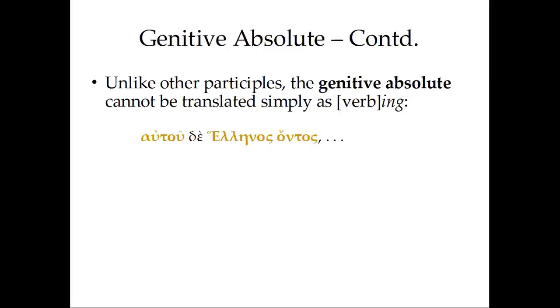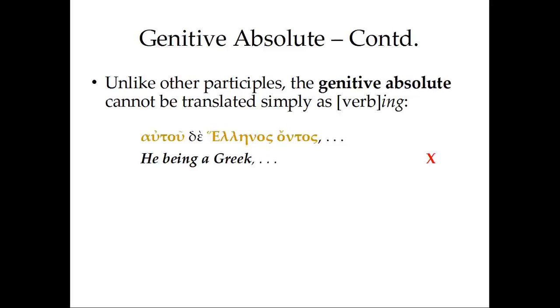Autou de Hellenos ontos. Here we have three parts to this genitive absolute construction. All three of these words are in the genitive. Autou is a form of autos and basically means "he" in this case. Hellenos is the genitive for Hellene, Greek, and ontos is the genitive masculine singular form for "being." So a literal translation might be something like "he being a Greek."